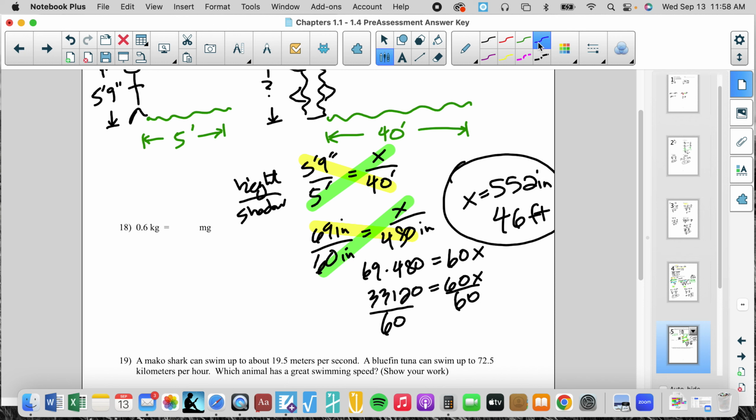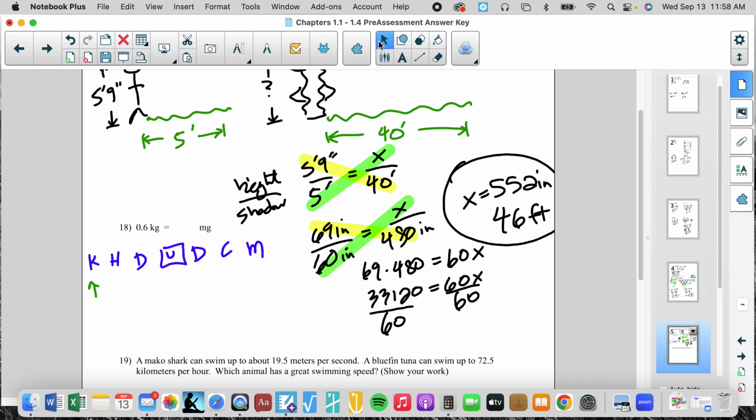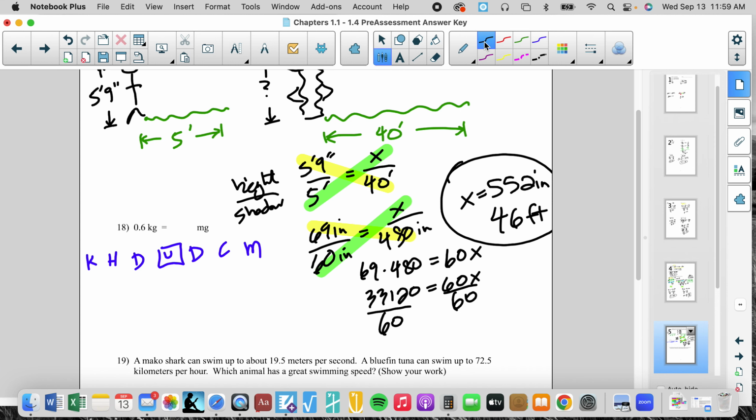Let's look at 18. We're going to convert 0.6 kilograms to milligrams. So we have to remember this little mnemonic memory aid. King Hector died unfortunately drinking chocolate milk. And so when we look at this, we're dealing with kilo, hecto, deca, units, which is grams in this case, deci, centi, milli. So that is a nice, easy way, and we're going to go from kilo to this M.